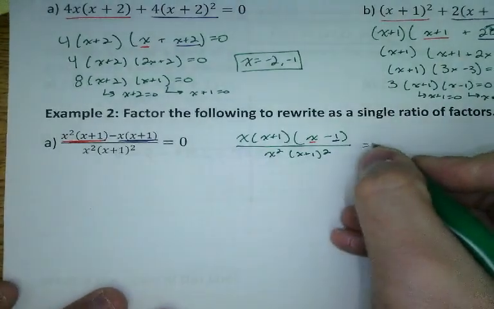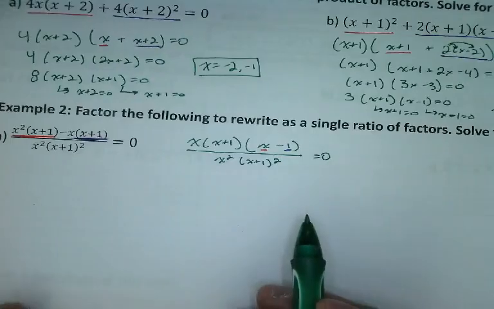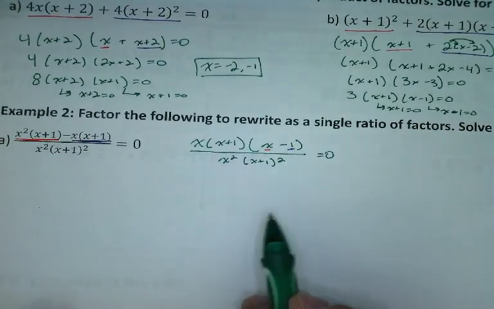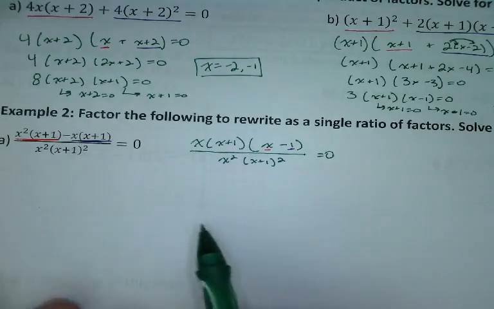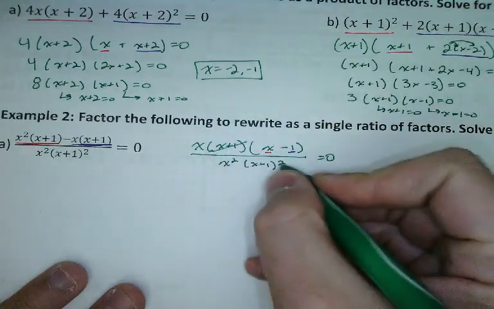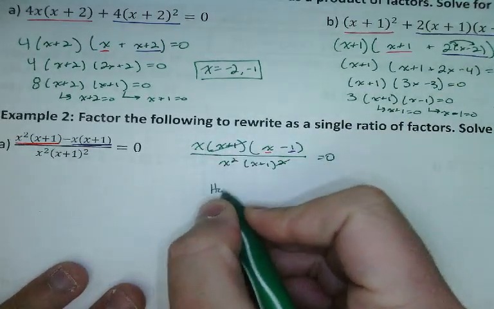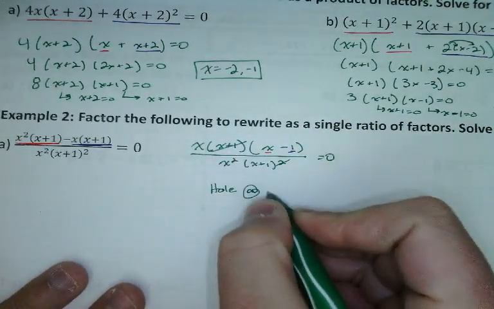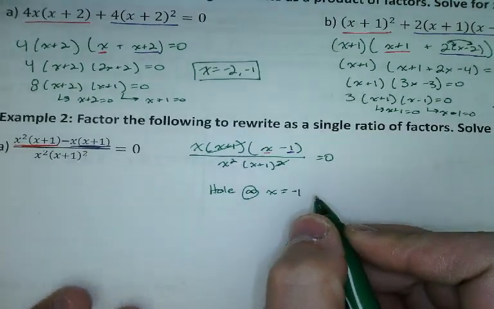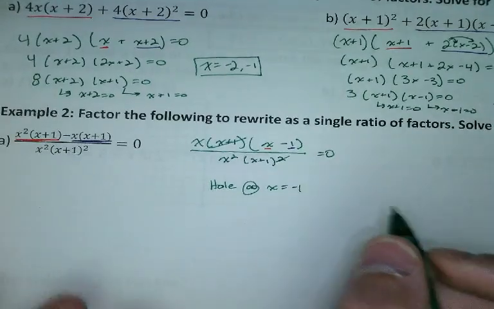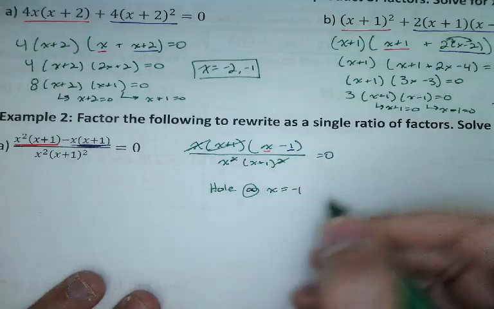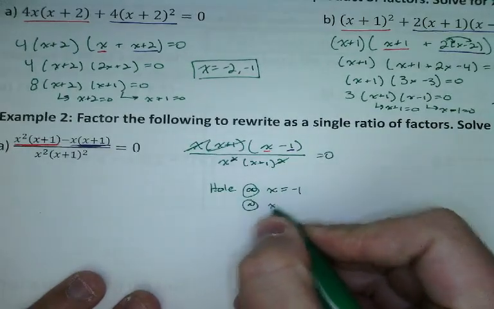Set this equal to 0. What do we do now? Hey, this is like review now. Okay, x plus 1 and the x plus 1. What does that make? A hole at x equals negative 1. What else cancels out? This x cancels out with that squared, so there's also a hole at x equals 0.